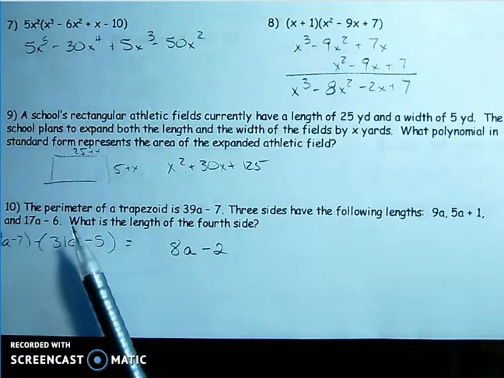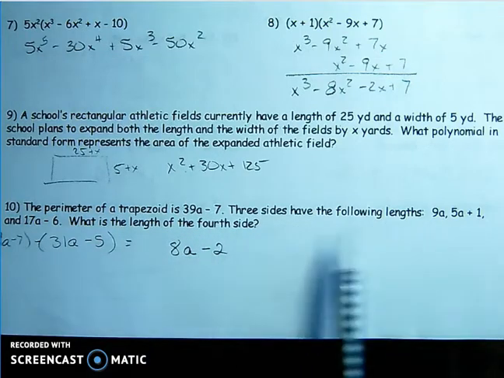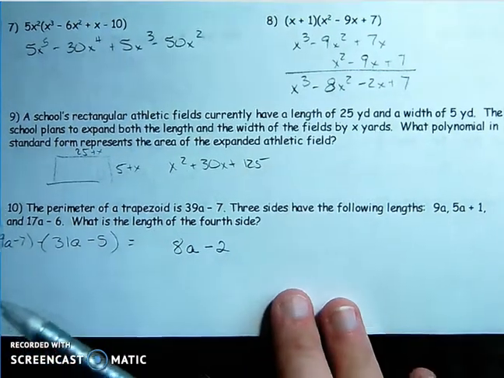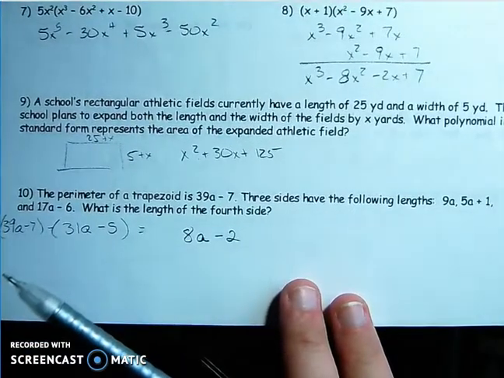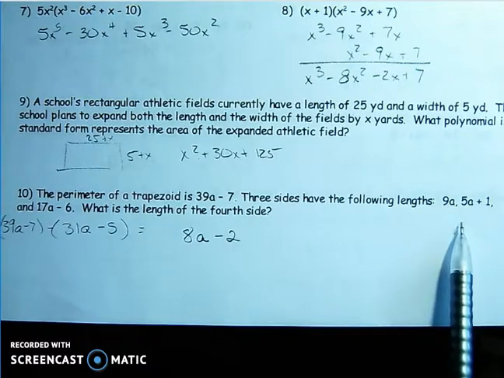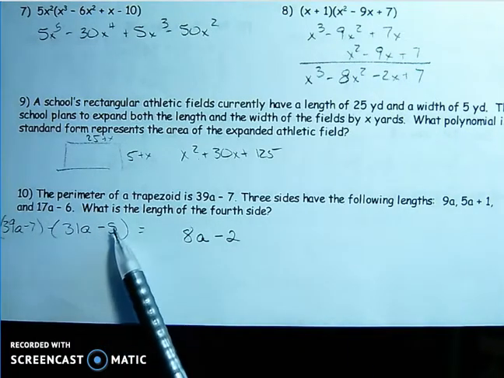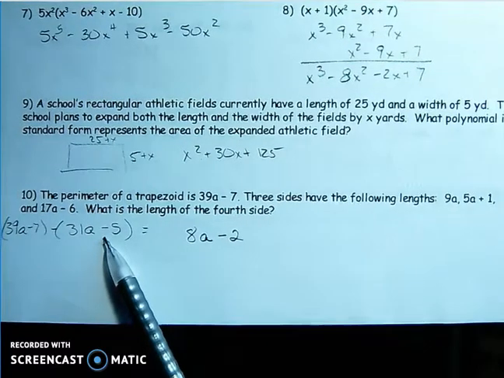Number 10, the perimeter of a trapezoid is given. 3 of the sides have the following lengths. What is the length of the 4th side? So what we do to solve this is I have 3 out of the 4, so I'm going to add those up. 9a, 5a plus 1, and 17a minus 6 is 31a minus 5.